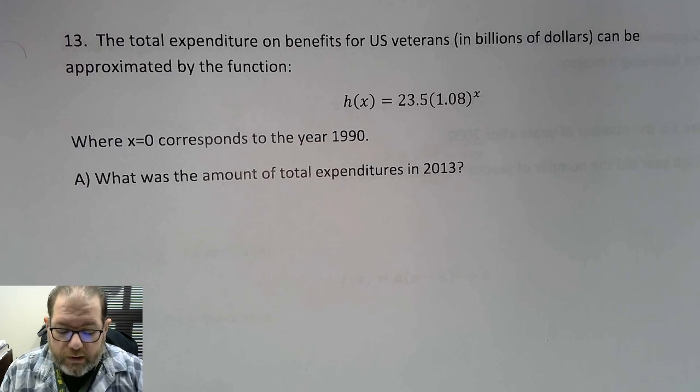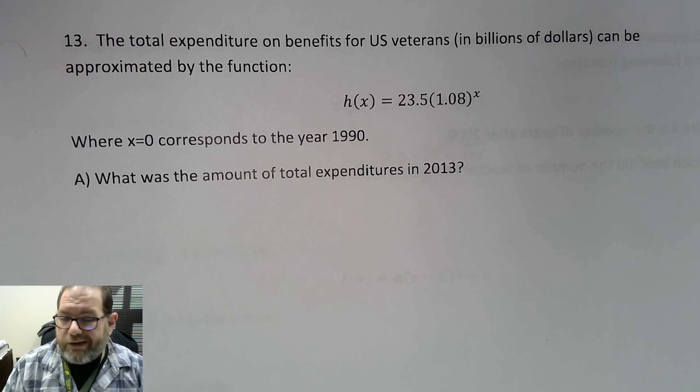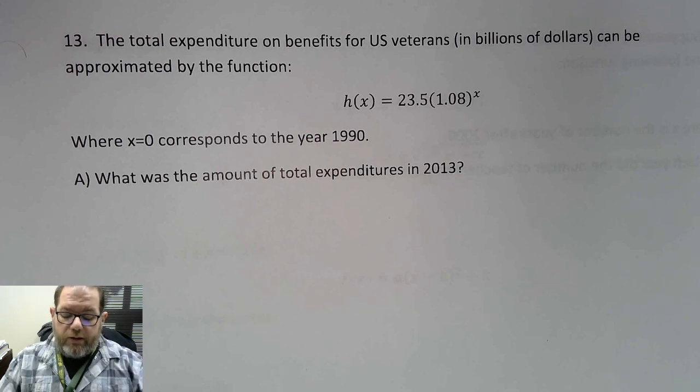first of all, h of x equals 23.5 times 1.08 to the x. In this case, h is the total expenditure on benefits for U.S. veterans measured in billions of dollars. And x equals 0 corresponds to the year 1990. So however many years have passed since 1990, that's the value of x that we use.